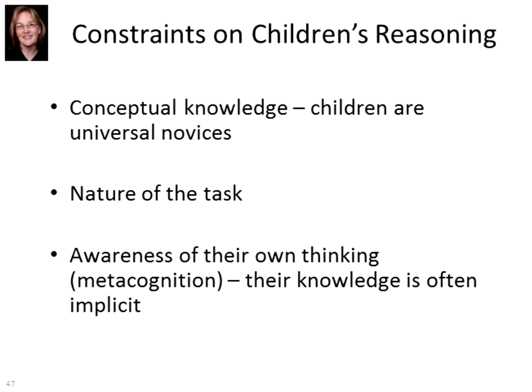So first is children are universal novices. So adults often in new learning situations will learn by analogy to situations they're more familiar with. But kids, they're still learning about almost everything. And so they are really what we call universal novices. They don't have as many things to compare to and use to leverage in their analogy. So we have to introduce them and support them in more things.